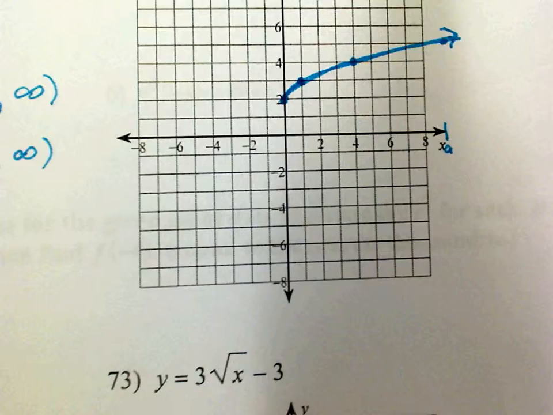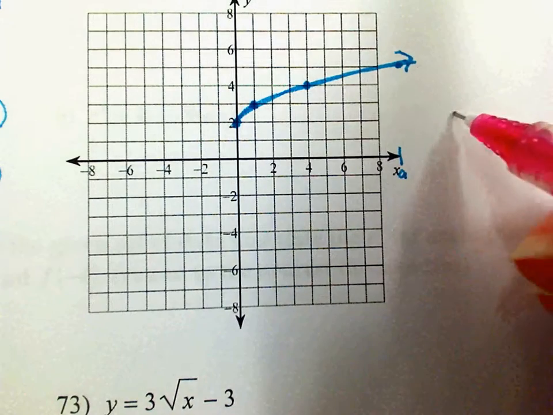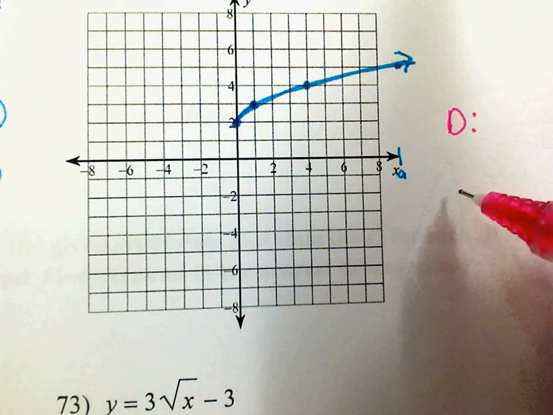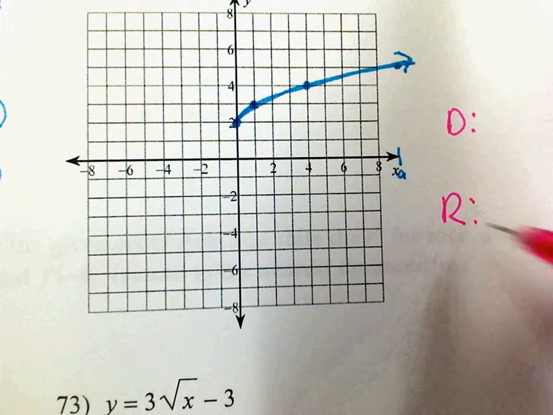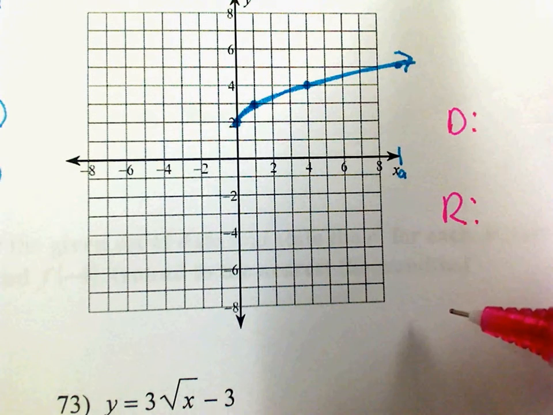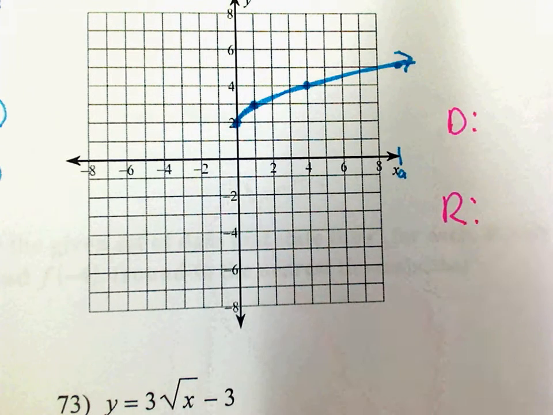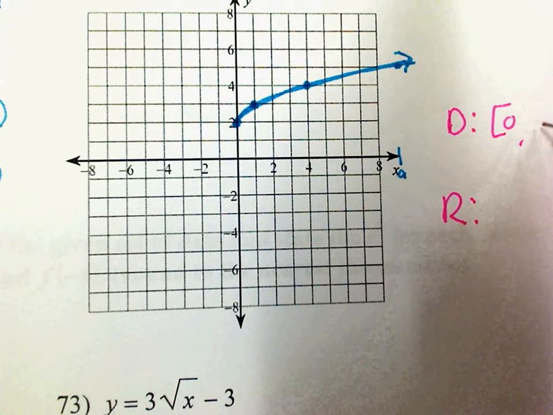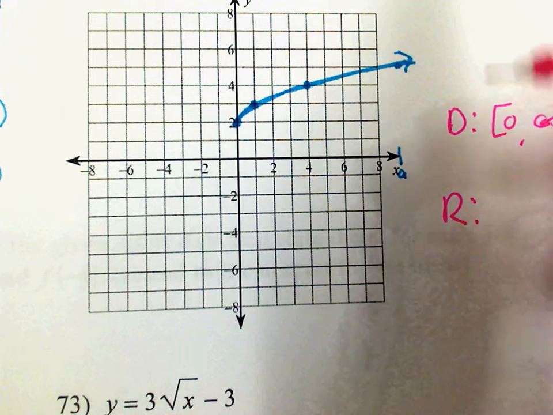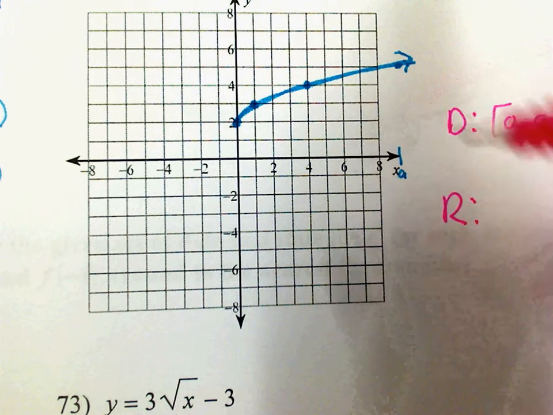That's silly. Okay, so let's do domain and range. Domain is x, yeah? What's the farthest to the left we go on the x-axis? 0, and then we go all the way to infinity. Range is y, so what's the lowest we go? 2, and we go up to infinity. And there you go.